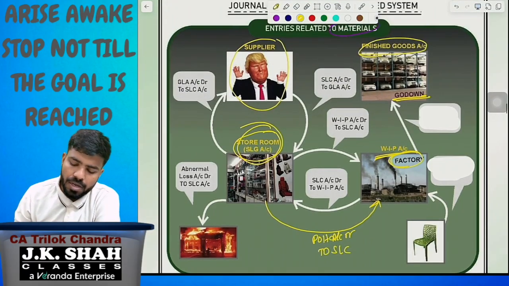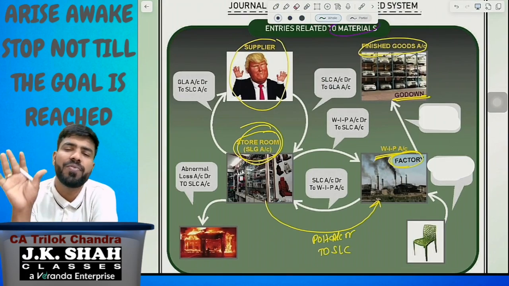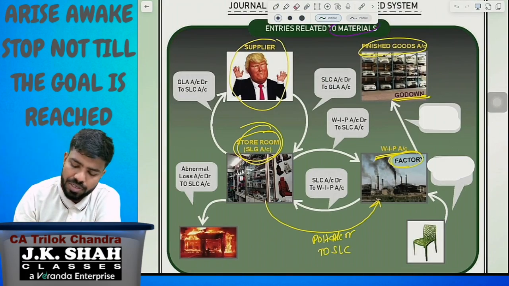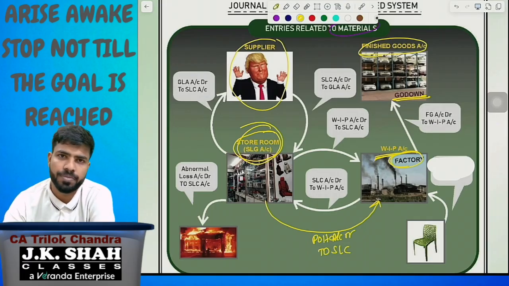Next, completion of goods. When the goods get completed, we are going to send them to the godown. In the godown it will be finished goods. When the goods get completed, finished goods account debit to work in progress account.